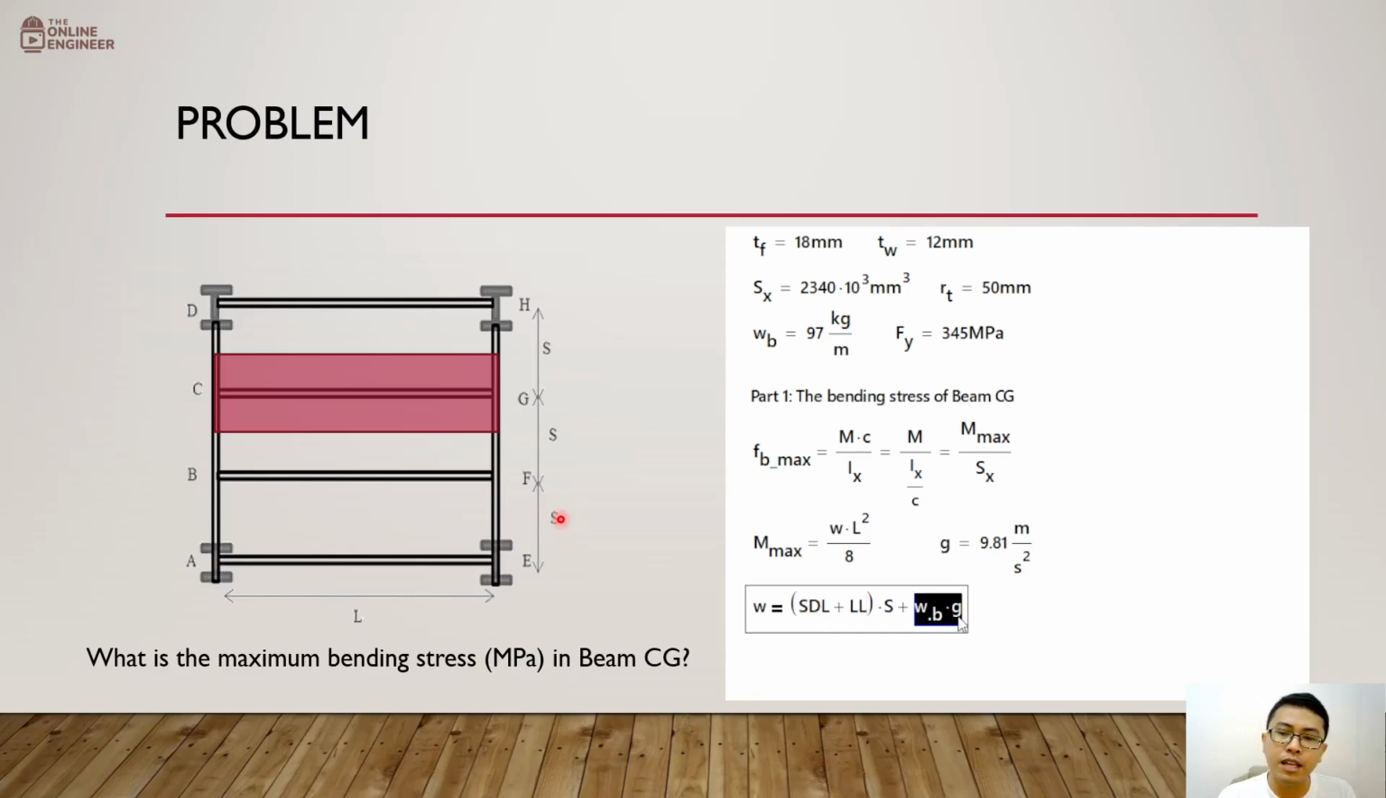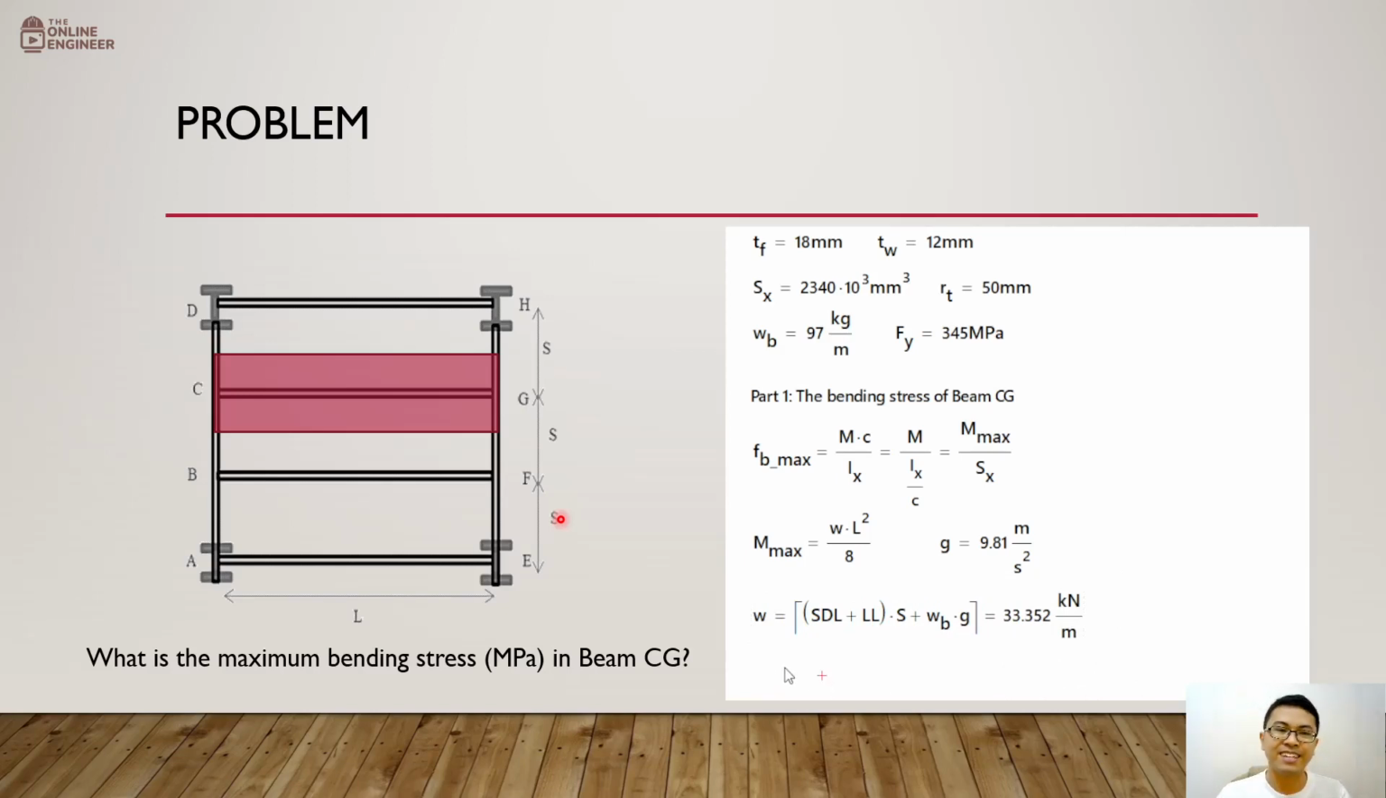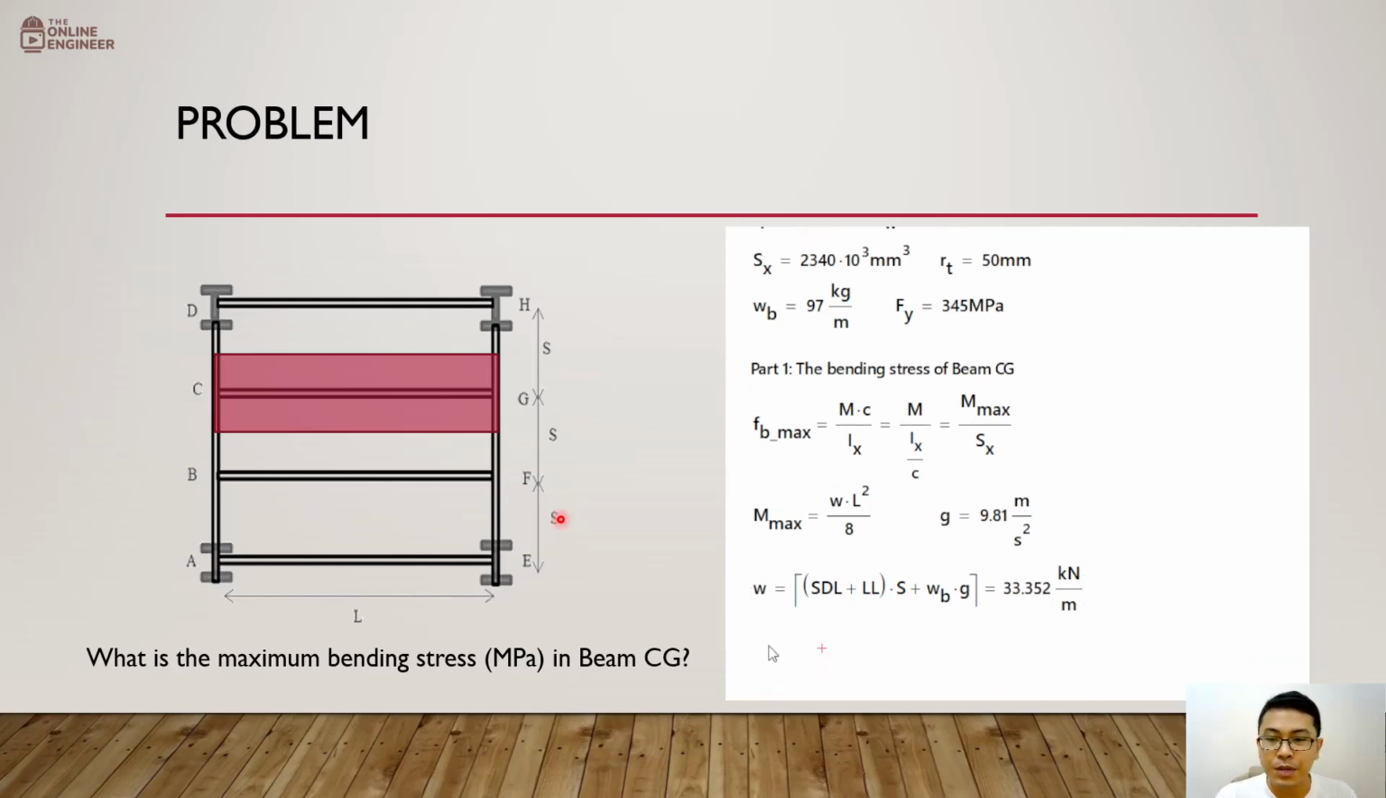Okay, so WB times G, this is the weight of the beam, that's 97 kilogram per meter. And G here is 9.81 meters per second squared. So if I'm going to get the value of this, I will allow MathCAD to make the computations. Let me just rewrite this. All right, so W would be 33.352 kilonewton per meter. Okay, so that's our W.